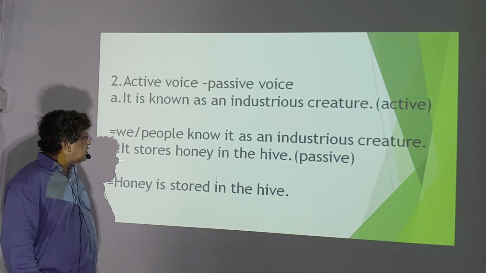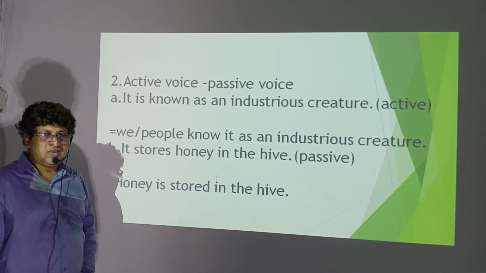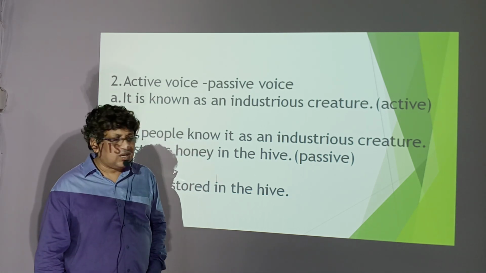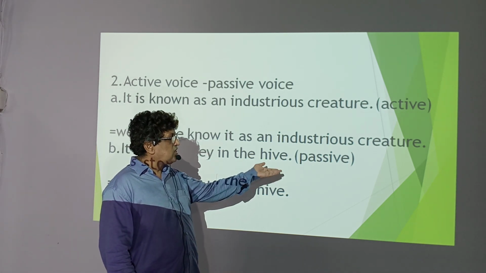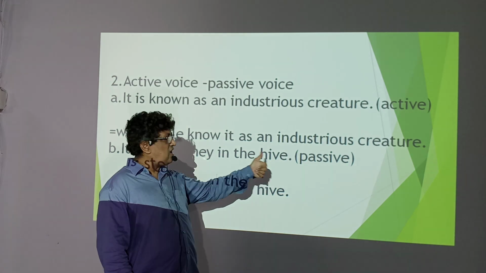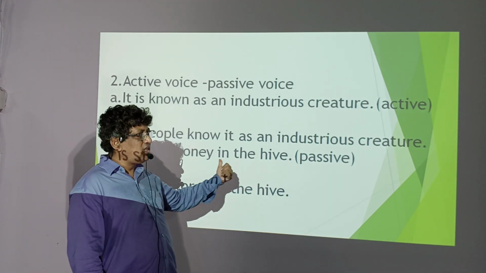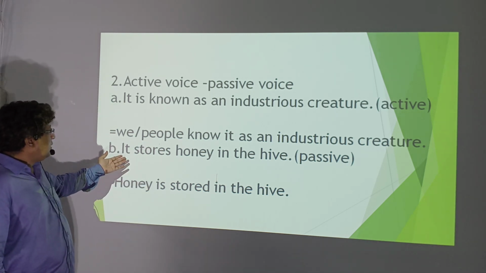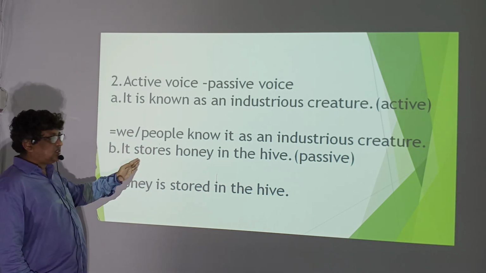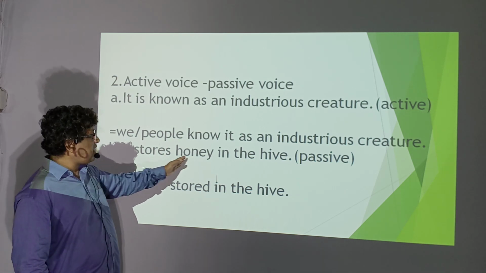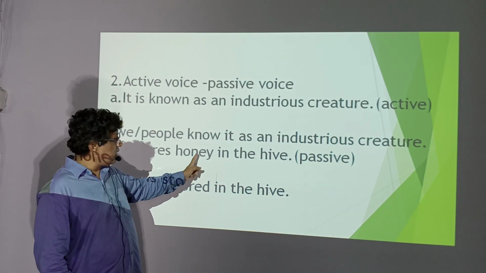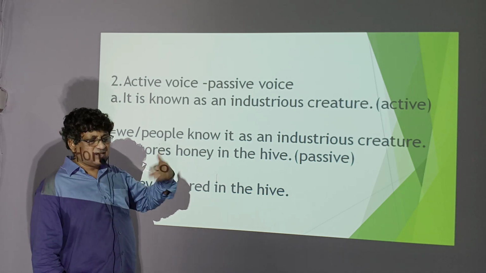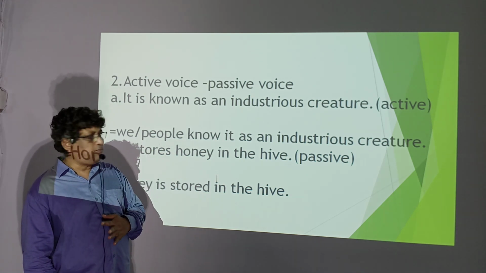Now come to the second example. It stores honey in the hive. Here the direction is to transform it into passive voice. That means our question is in the active form. So it is the subject, stores the verb, honey the object. So we have found an object, so it is a transitive verb. We can easily transform it into a passive verb form.